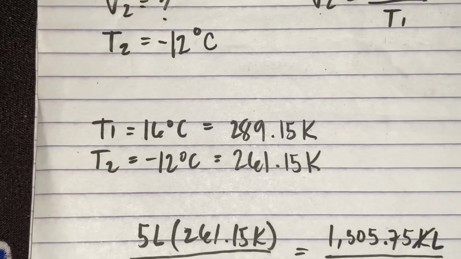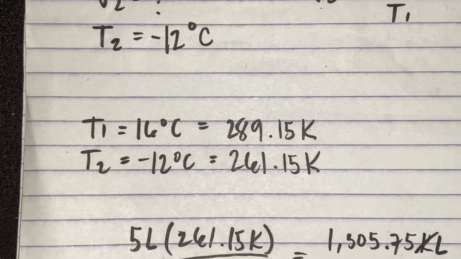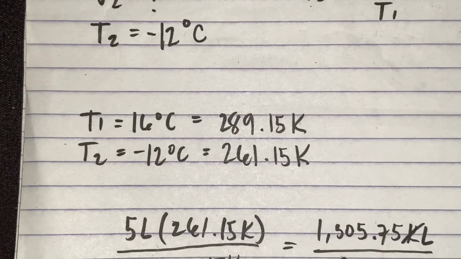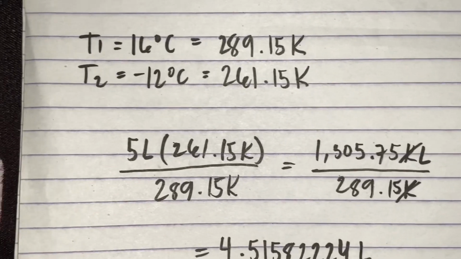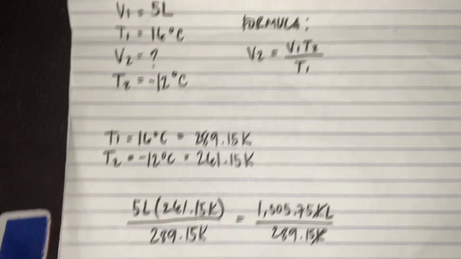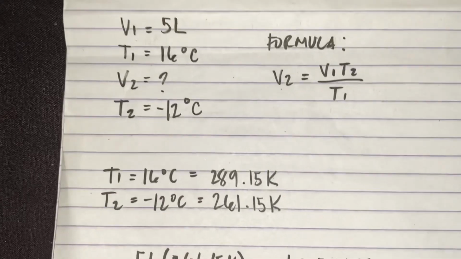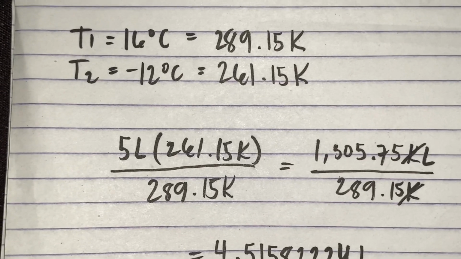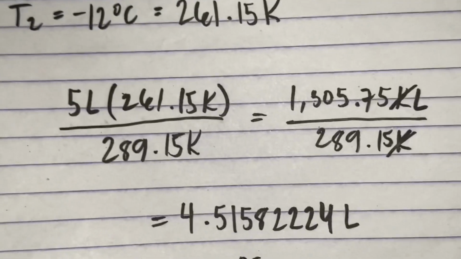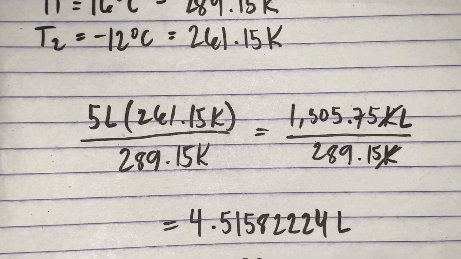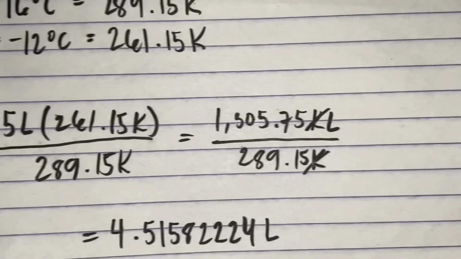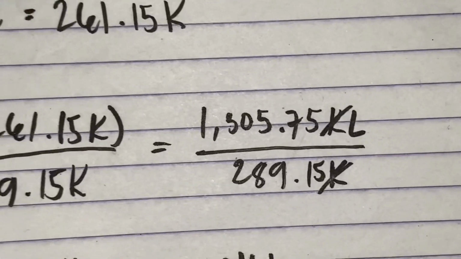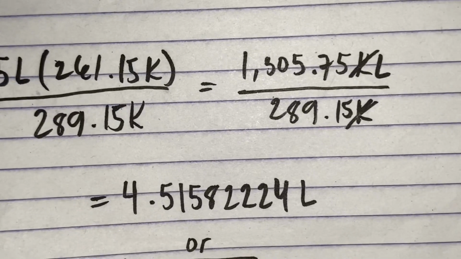Don't look at that part yet, we're not there yet. So T1 is that, and T2 is that. I'm too lazy to read that out loud, you can read it on your own. And then here's the actual solution. We substitute: V1 is 5 liters, and T2, that Kelvin number, over T1, which is that one. You first multiply the ones in the numerator, and you get that. And then divide, and you get a really long number.